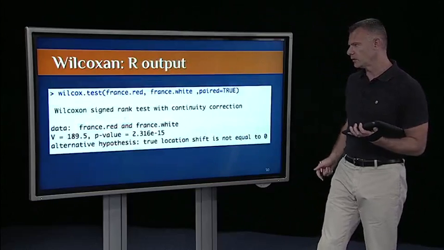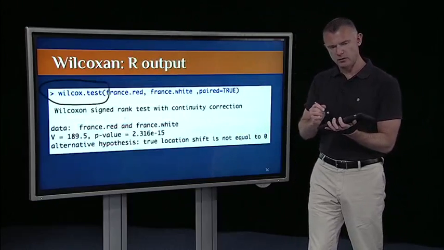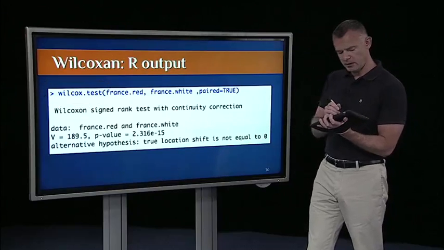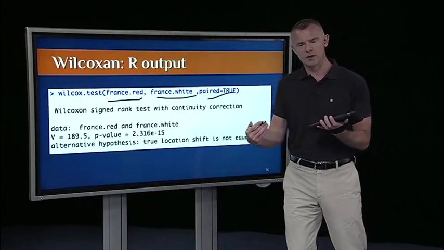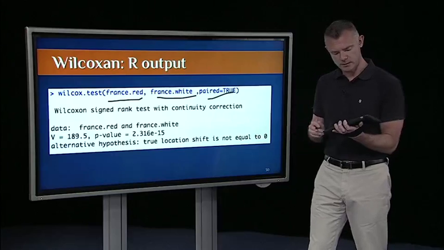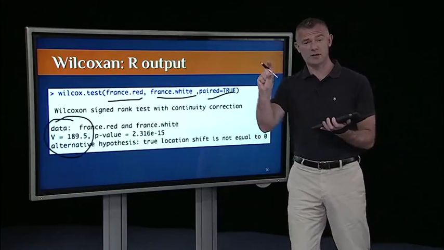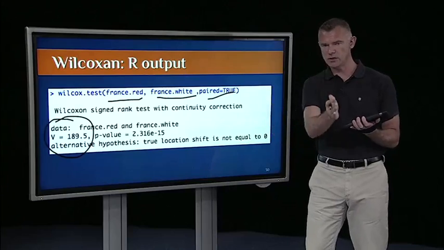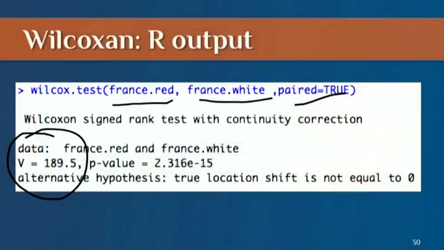So here's what the output looks like. We'll do this in the next lab. There's a function called the wilcox.test. That's the name of the function. I put in my variable names, the French red, the French white. I had to say paired equals true because these came from the same wine raters. And this V is the value of the sum of the product of sign times rank. Remember, we took each sign times the rank, got the product, summed them. That gave us this value V, which in this case is 189.5.